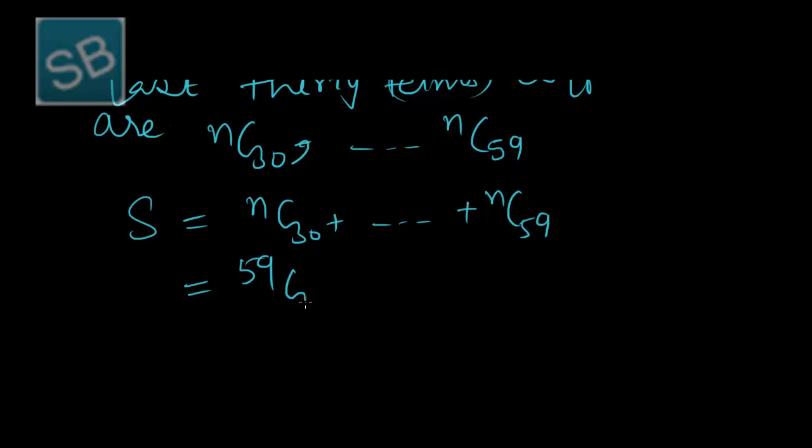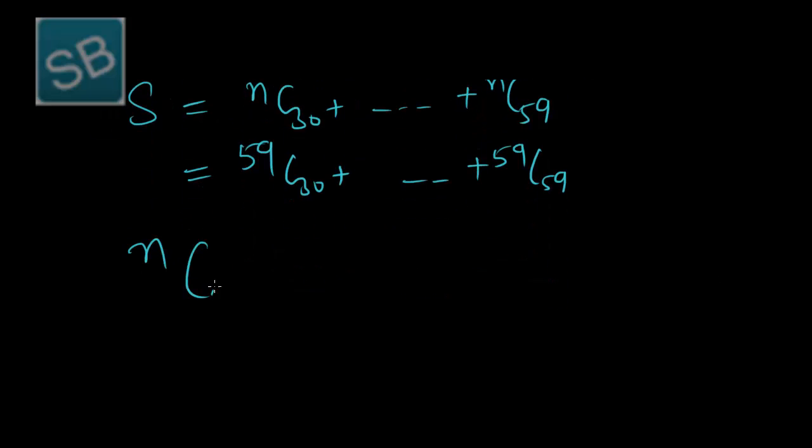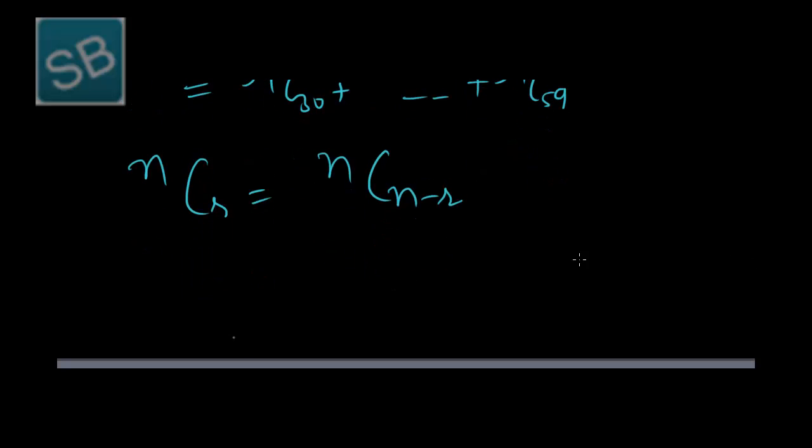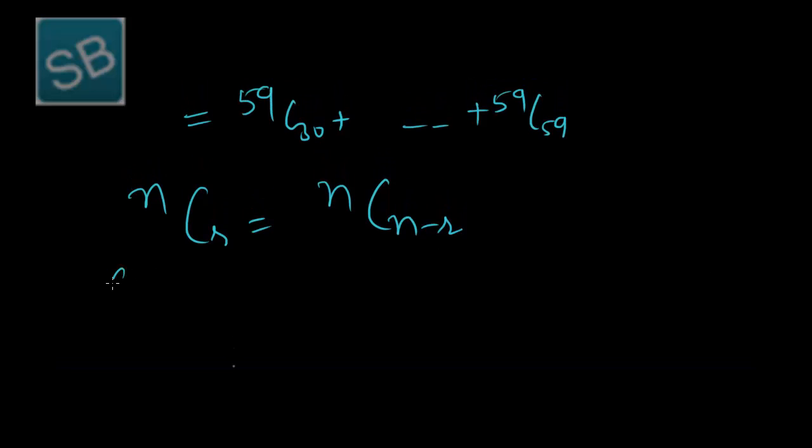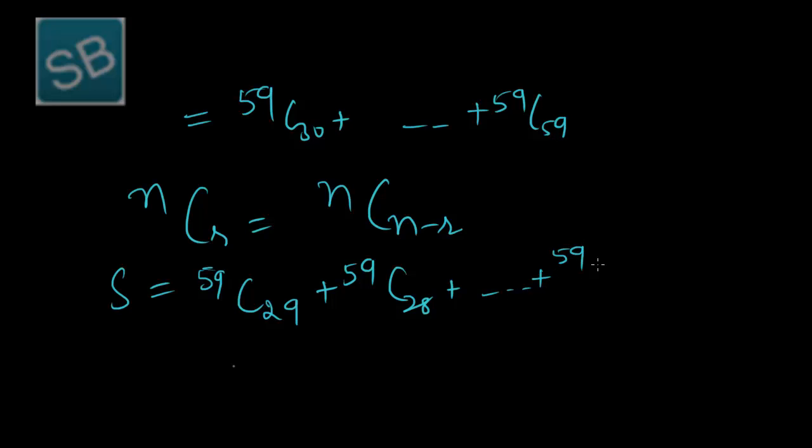So we have S equal to 59C30 plus so on 59C59. As we know that nCr is equal to nC(n minus r), so let's use this formula. We will get S is equal to 59C30, that is 59C(59 minus 30), that is 59C29, 59C28 plus so on, 59C(59 minus 59), that is 59C0. That is the sum of the first 30 terms. The earlier expression is number 1, and this is number 2.